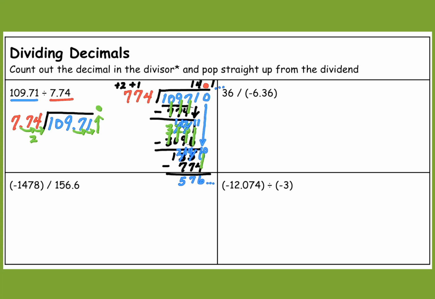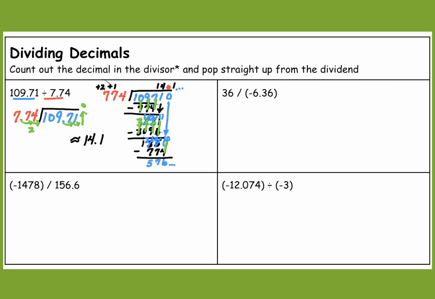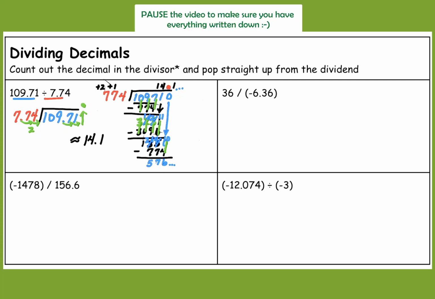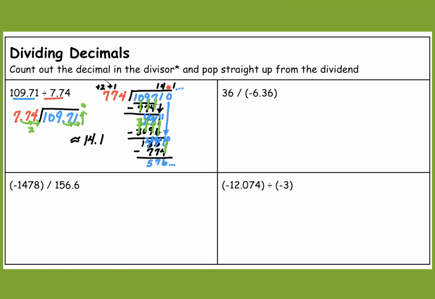We're going to stop this problem here just so that we don't draw it out too long. The answer to this problem is approximately 14 and 1/10. As we continue this next problem, please make sure to pause the video and write down everything that you need to. Now, in this next problem, we have 36 as our divisor, and it is a whole number, and we are dividing that by -6 and 36/100ths.